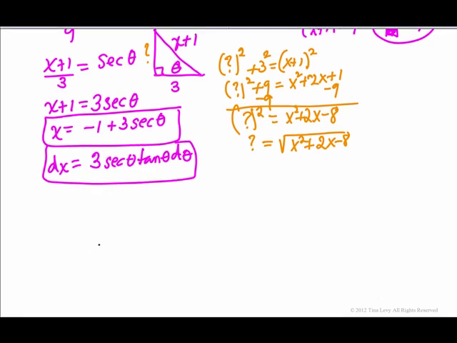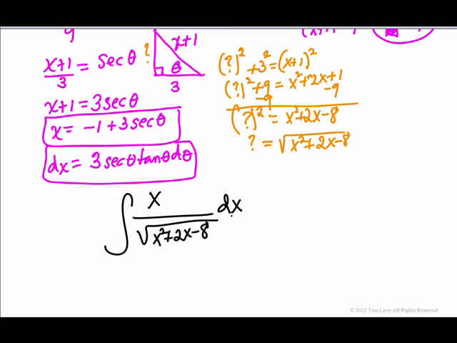So the integral is x over the square root of x squared plus 2x minus 8 dx. We're now getting ready to do the trig substitution. The x here will be replaced with negative 1 plus 3 secant theta. The dx will be 3 secant theta tangent theta.